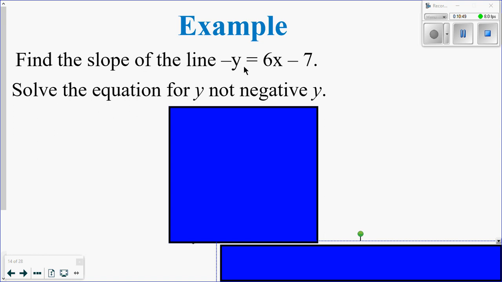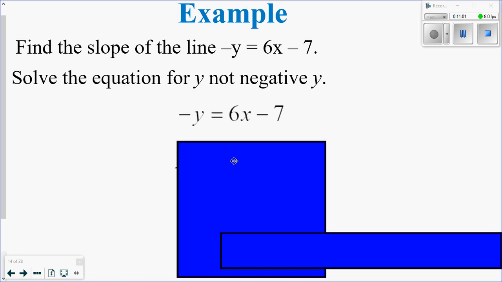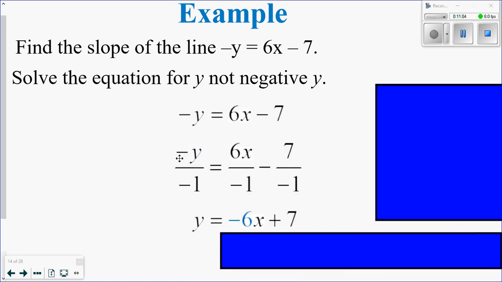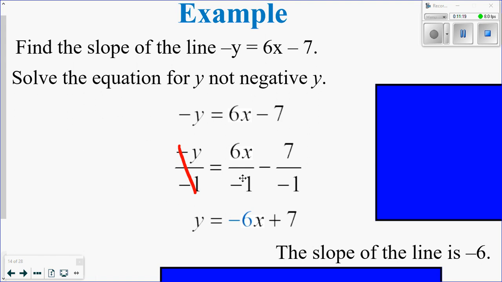Find the slope of the line: negative y equals 6x minus 7. So we have to solve for y, not negative y. Remember, if there's a negative in front of it, that means negative 1. So we start with our equation, and then we divide everything by negative 1, so that cancels. We're left with y equals 6 divided by negative 1, which is negative 6, and negative 7 divided by negative 1 is positive 7. So now we know that the slope of this line is negative 6. M is for mountains, and mountains have slope.